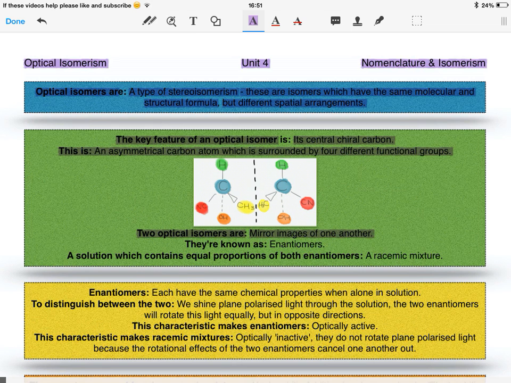And if you look at your hands now and put them on top of each other, you'll notice that they don't fit nicely, and this is because they're non-superimposable. This is the same principle for optical isomers. So the 2 optical isomers, which are mirror images of one another, are known as enantiomers. A solution which contains equal proportions of both enantiomers is a racemic mixture.